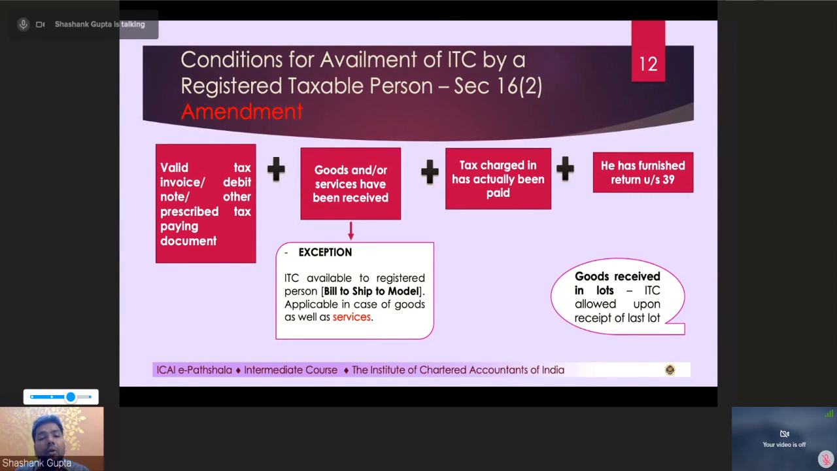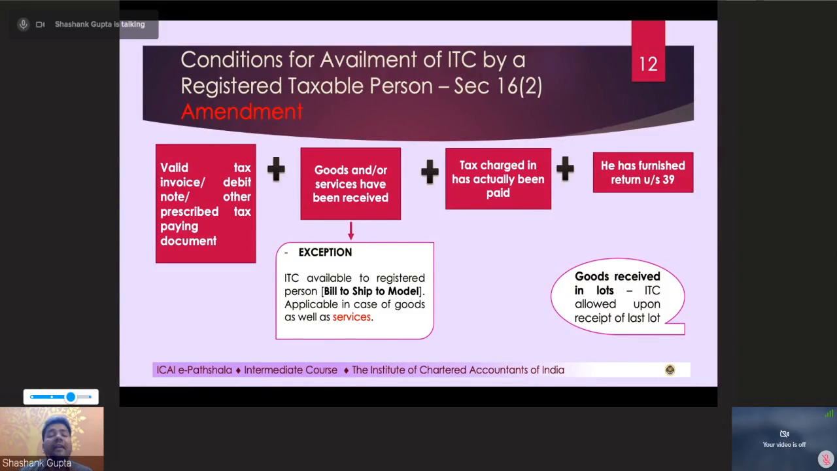Second, goods and or services should have been received. So in time of supply, my dear friend, we discussed that in case of services, the liability, suppose I am providing 10 lakh worth of services to Hindustan Unilever and they pay 1 lakh rupees to me as advance. Immediately I have to pay tax on that advance because time of supply says advance in case of services, you are liable to pay tax.